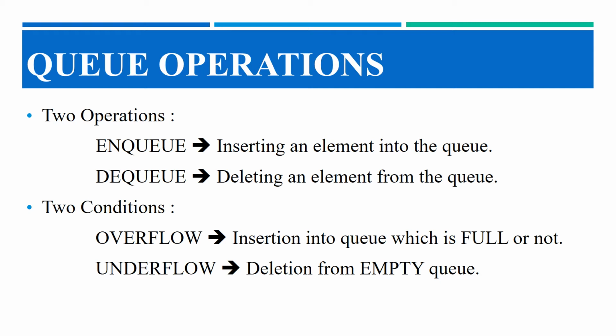In both enqueue and dequeue functions, we have to check two conditions, overflow and underflow. In the enqueue function, if the queue is not full, it will add an element to the back of the queue. Otherwise, it will print overflow. In the dequeue function, if the queue is not empty, it will remove the element from the front of the queue. Otherwise, it will print underflow.